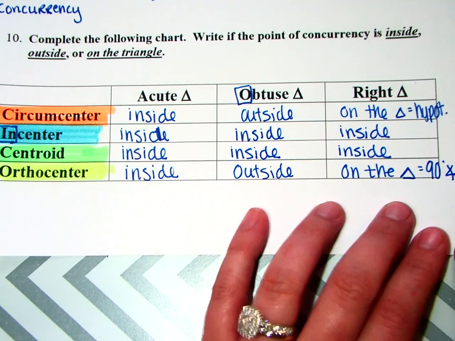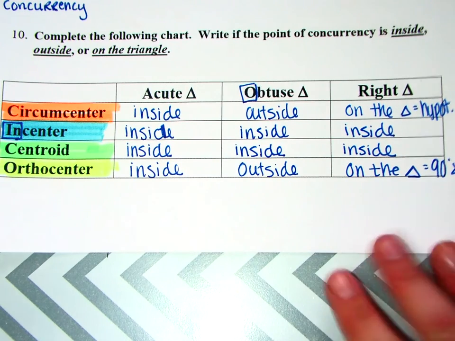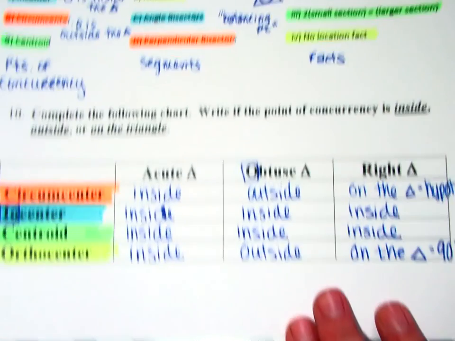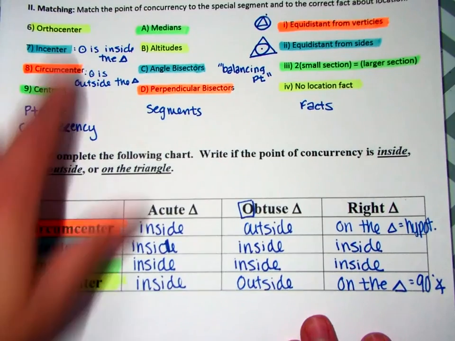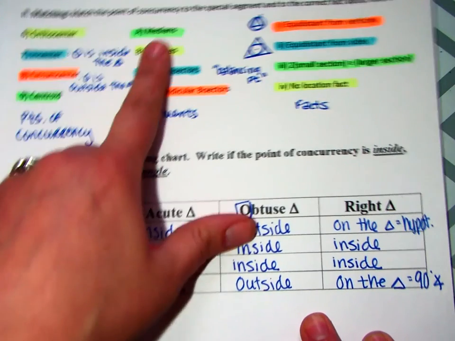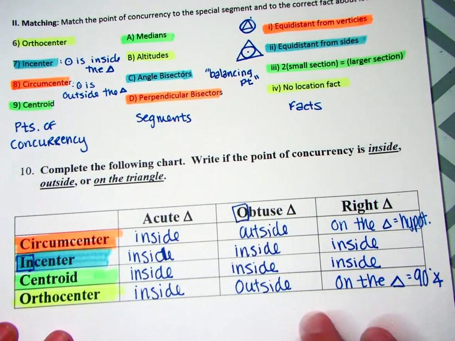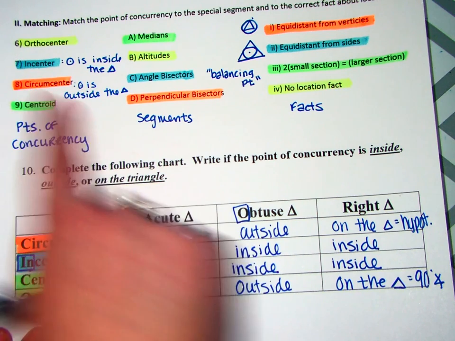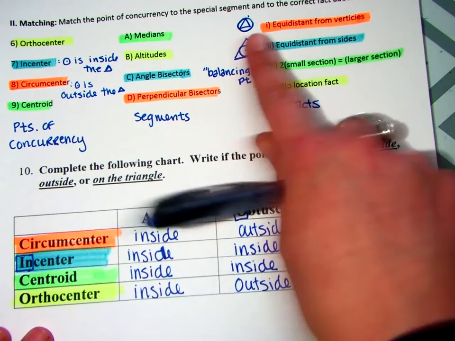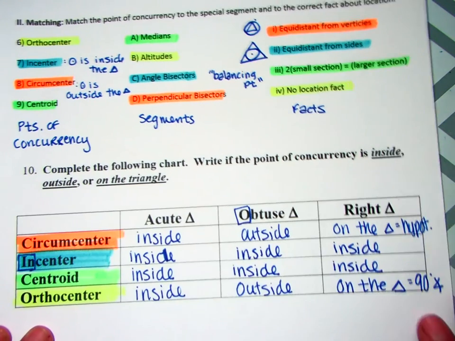Okay. So the important thing to know about these pictures is going to be being able to match the words, the points to the lines, and then their special fact. Remember, centroid is the balancing point, circumcenter has the circle outside, and incenter has the circle inside.